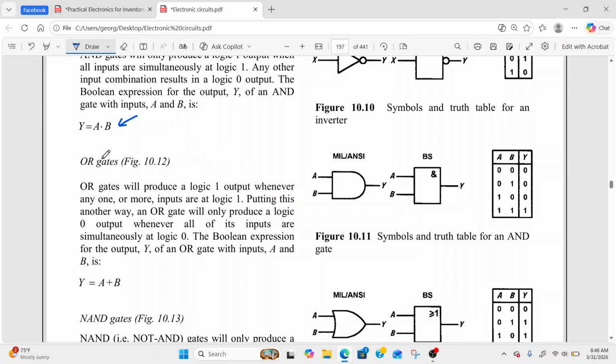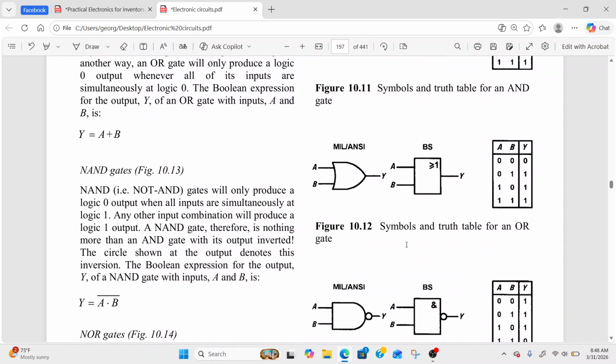Next is the OR gate. The OR gate, this is the Boolean expression of an OR gate. The output is equal to the addition of its inputs, and this is the symbol. This is the symbol right here.